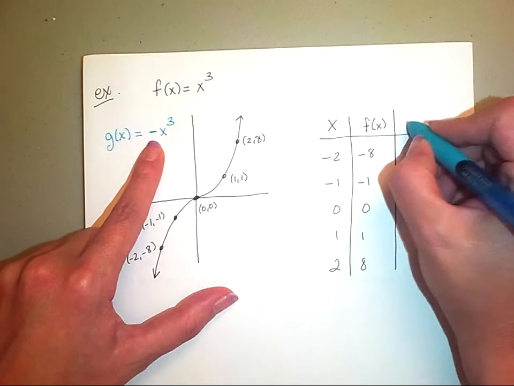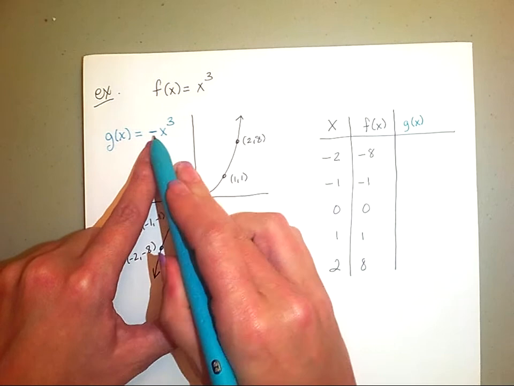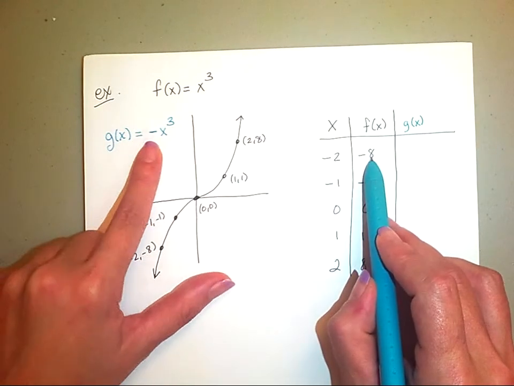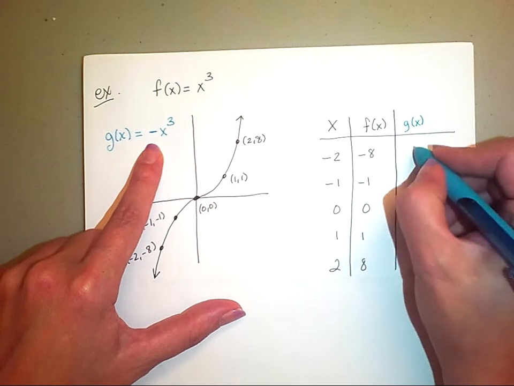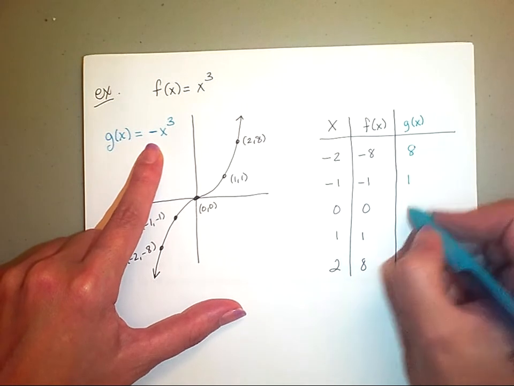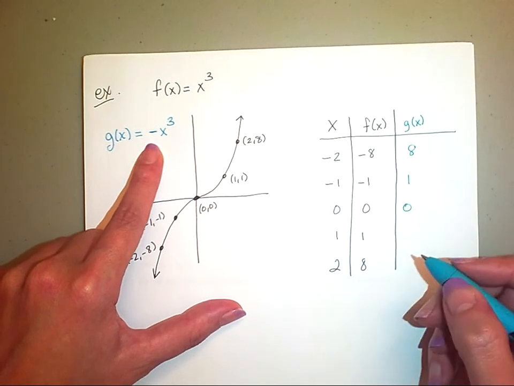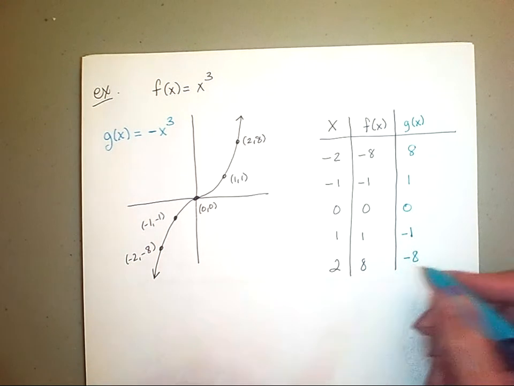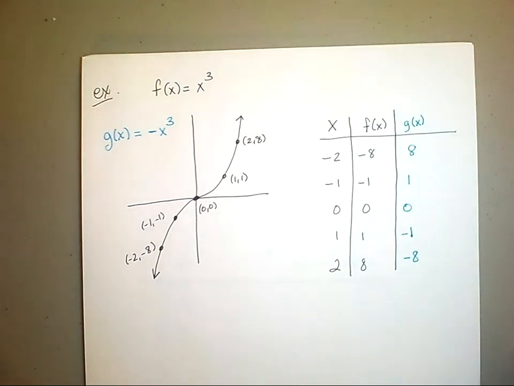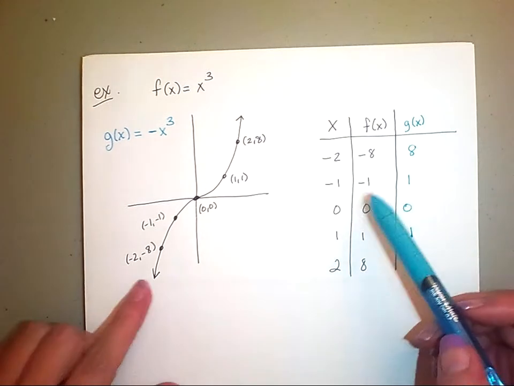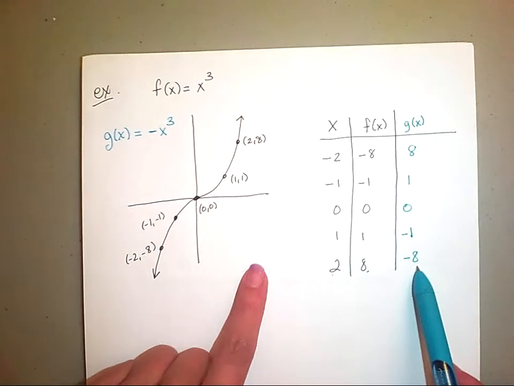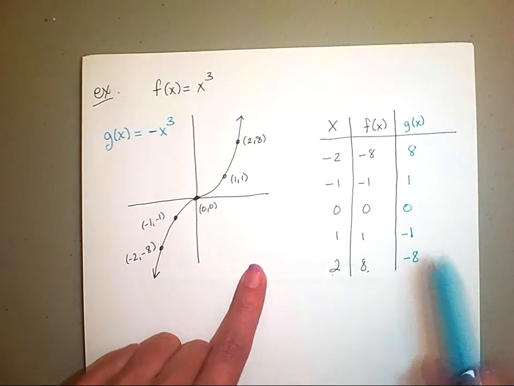the only thing we have to do for g of x is then make the original function values negative. So this becomes positive 8, positive 1, negative 0 is still 0, this one becomes negative 1, and this one becomes negative 8. So that is, here at 2, 8, I now need 2, negative 8, which will be down here.